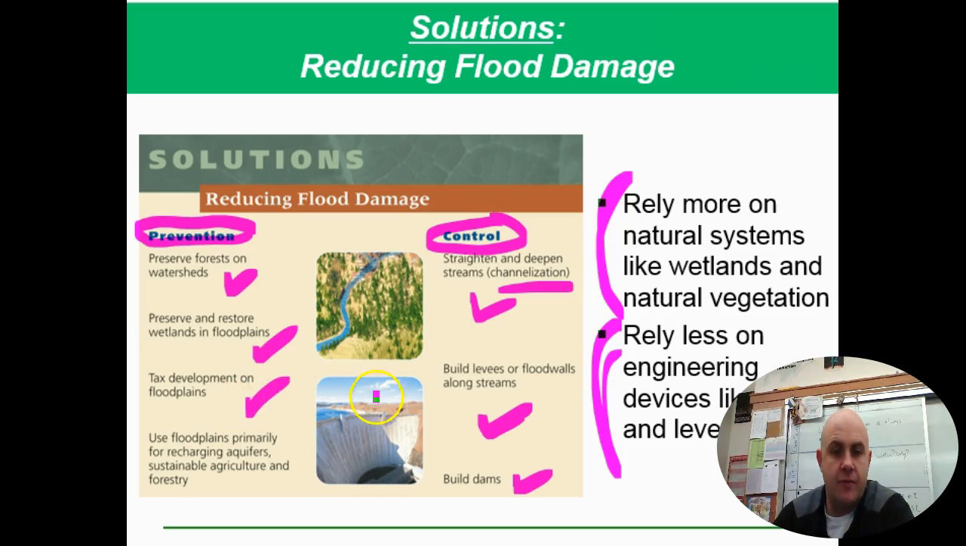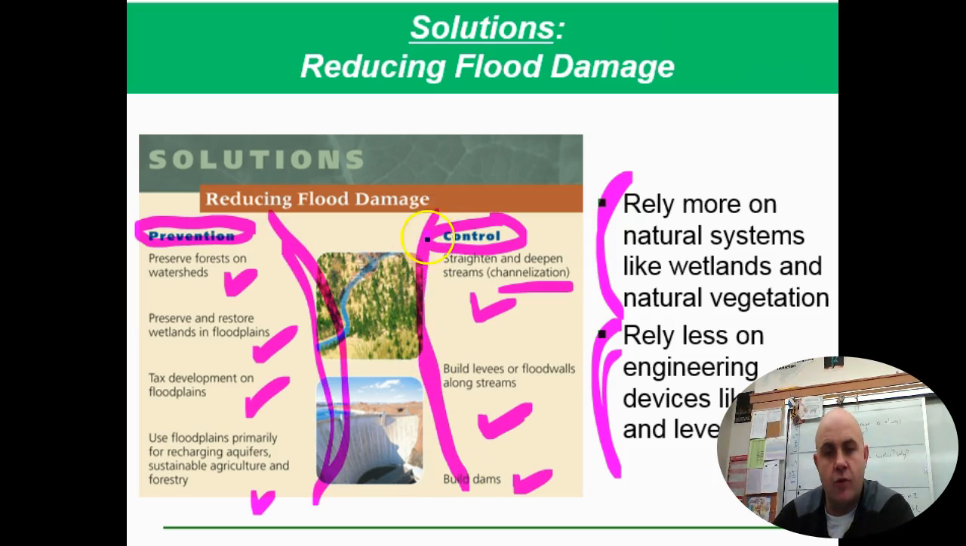Tax development on floodplains so that it reduces the likelihood of people wanting to build in those locations. And then use floodplains primarily for recharging of aquifers, for agricultural and for forestry stuff, and not have people develop there. Those are advocates the books use that would help prevent flooding issues, as opposed to the system that we are using more and more of, which is attempting to control them mechanically.